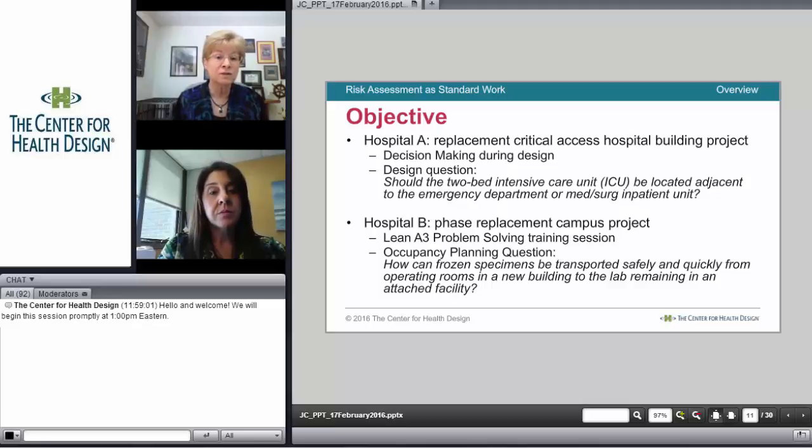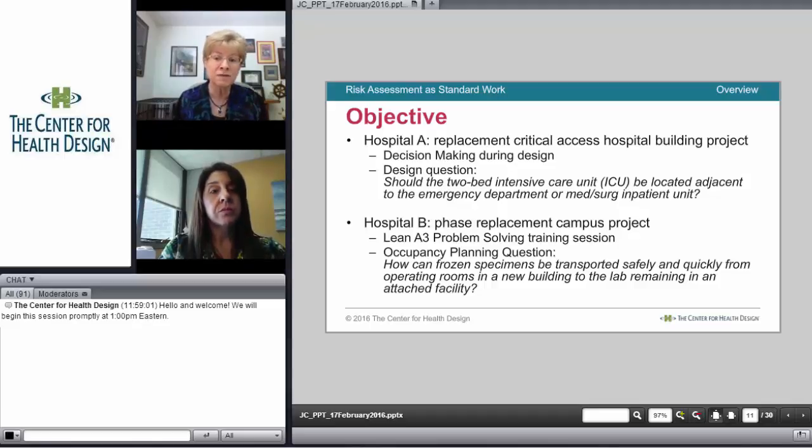So the question that was faced, fortunately during design, was where should the ICU go? We had very strong opinions, even from the COO of the hospital, saying absolutely it needs to be near the emergency department. And because we had differing opinions, and because they were struggling in their current state with ICU staff feeling isolated from where they were, I asked if we could do a risk assessment to try to truly understand what was safer and to be proactive about risk management.